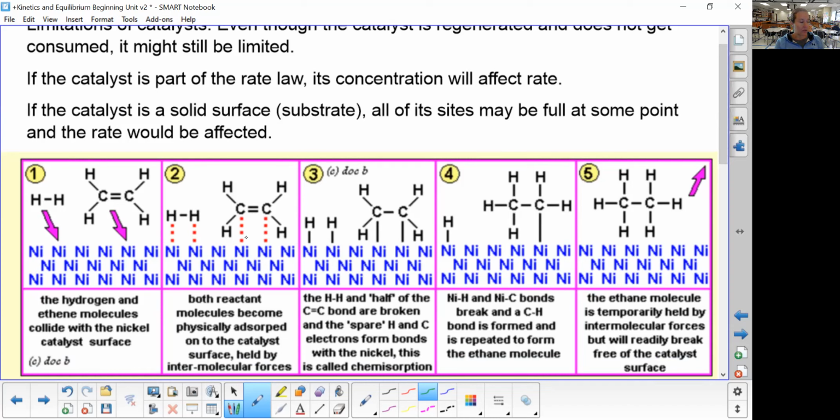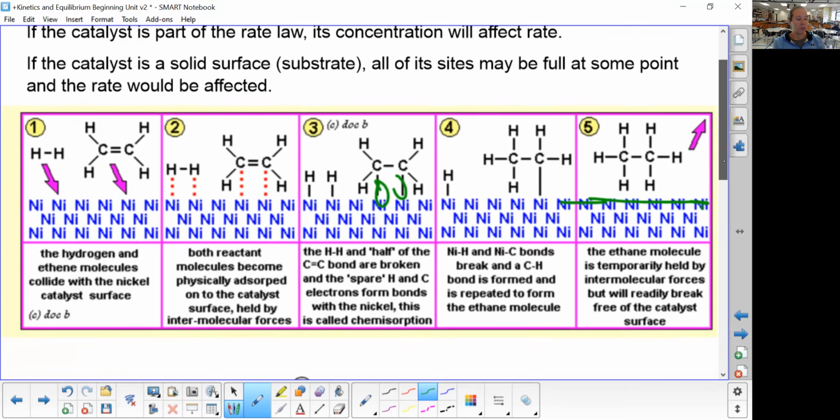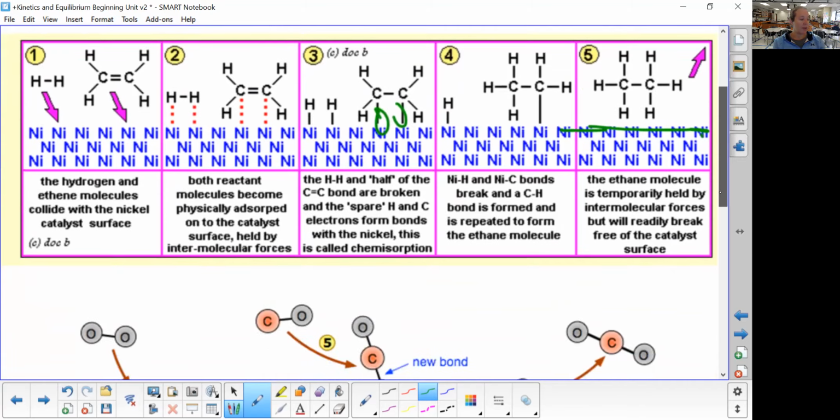And you can see they're showing the actual mechanism of the hydrogen sticking to the nickel and the double bond sticking to the nickel, and then these hydrogens form in these places, and you're forming the ethane molecule. And it's being held by intermolecular forces. But if all of the surface of nickel is covered in these, it will increase the rate, but it won't increase it infinitely. So that's a model for a catalyst.